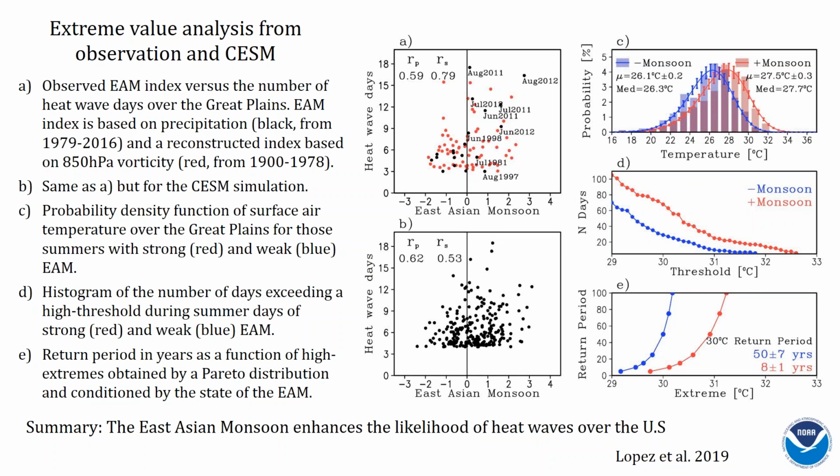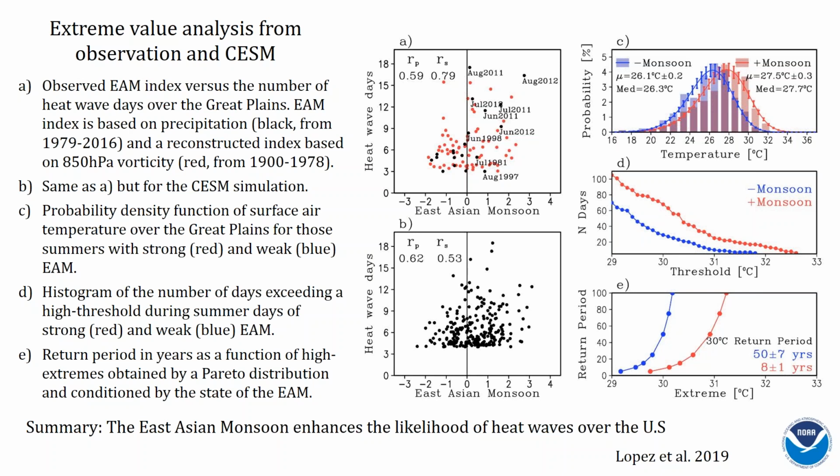So I count how many days exceeded a given threshold for these summers, weak monsoon and strong monsoon, and you see a very distinct signal: when you have a strong monsoon, the threshold increases and the number of days that exceed that threshold also increases. And this is coming from the Pareto distribution. It's an extreme value distribution that analyzes return period of extreme events.